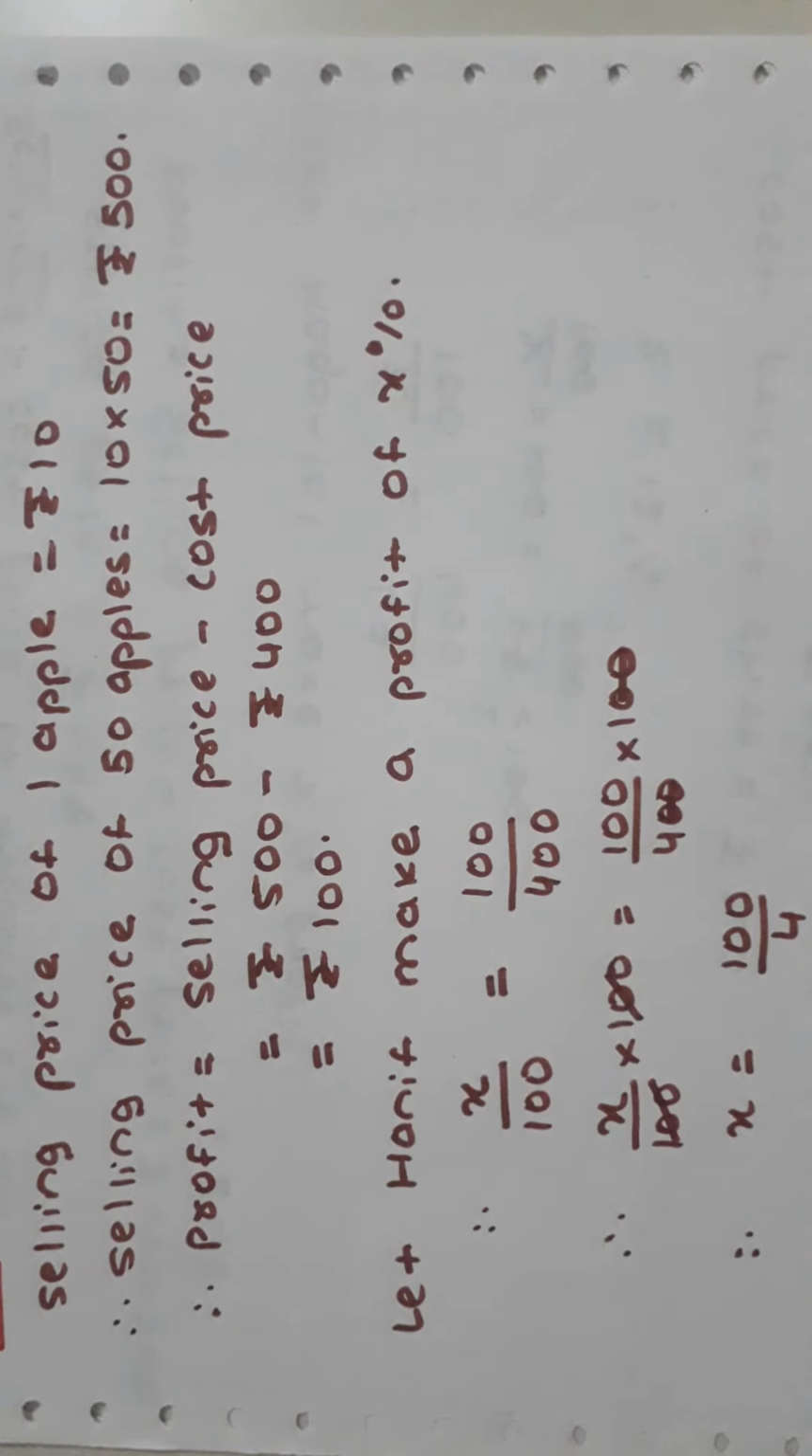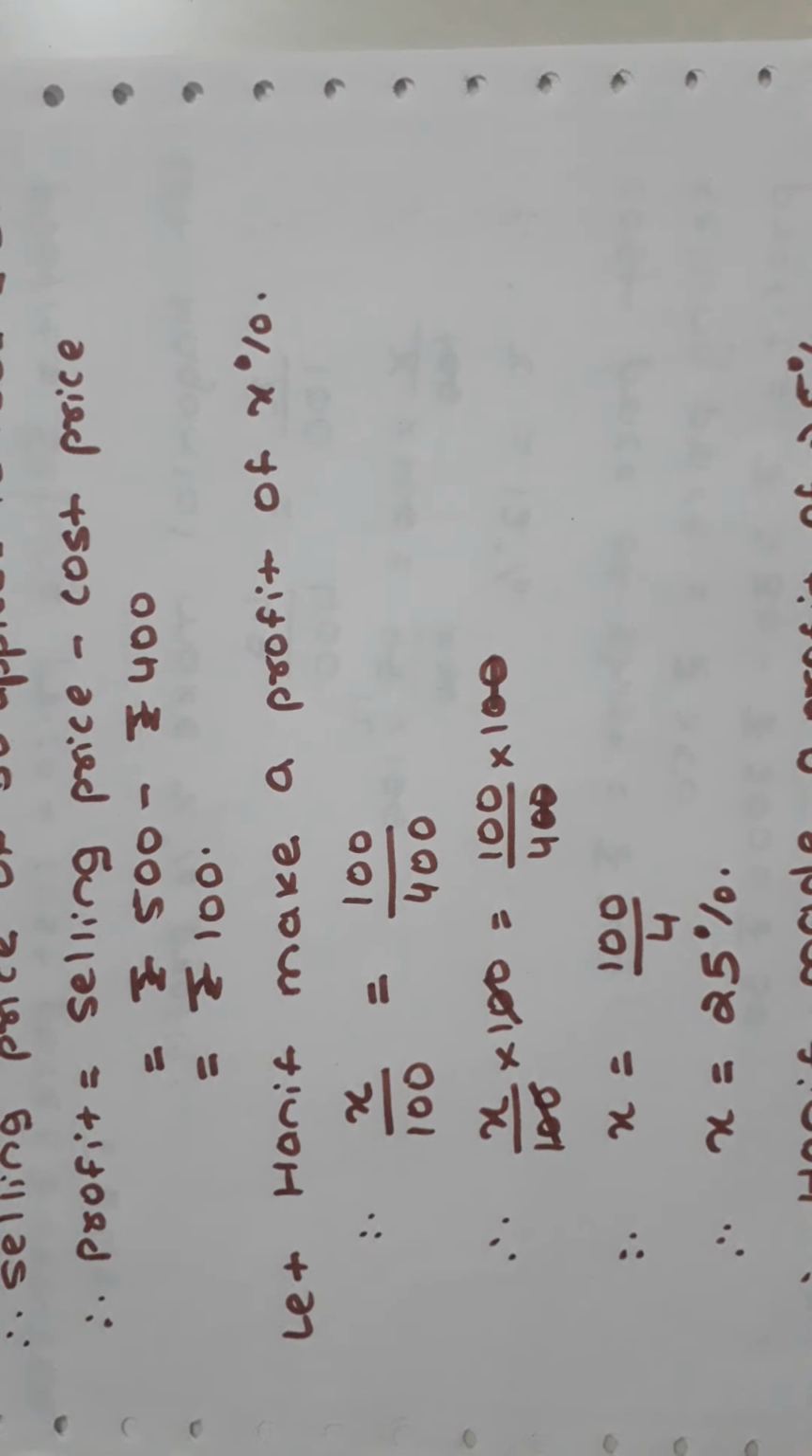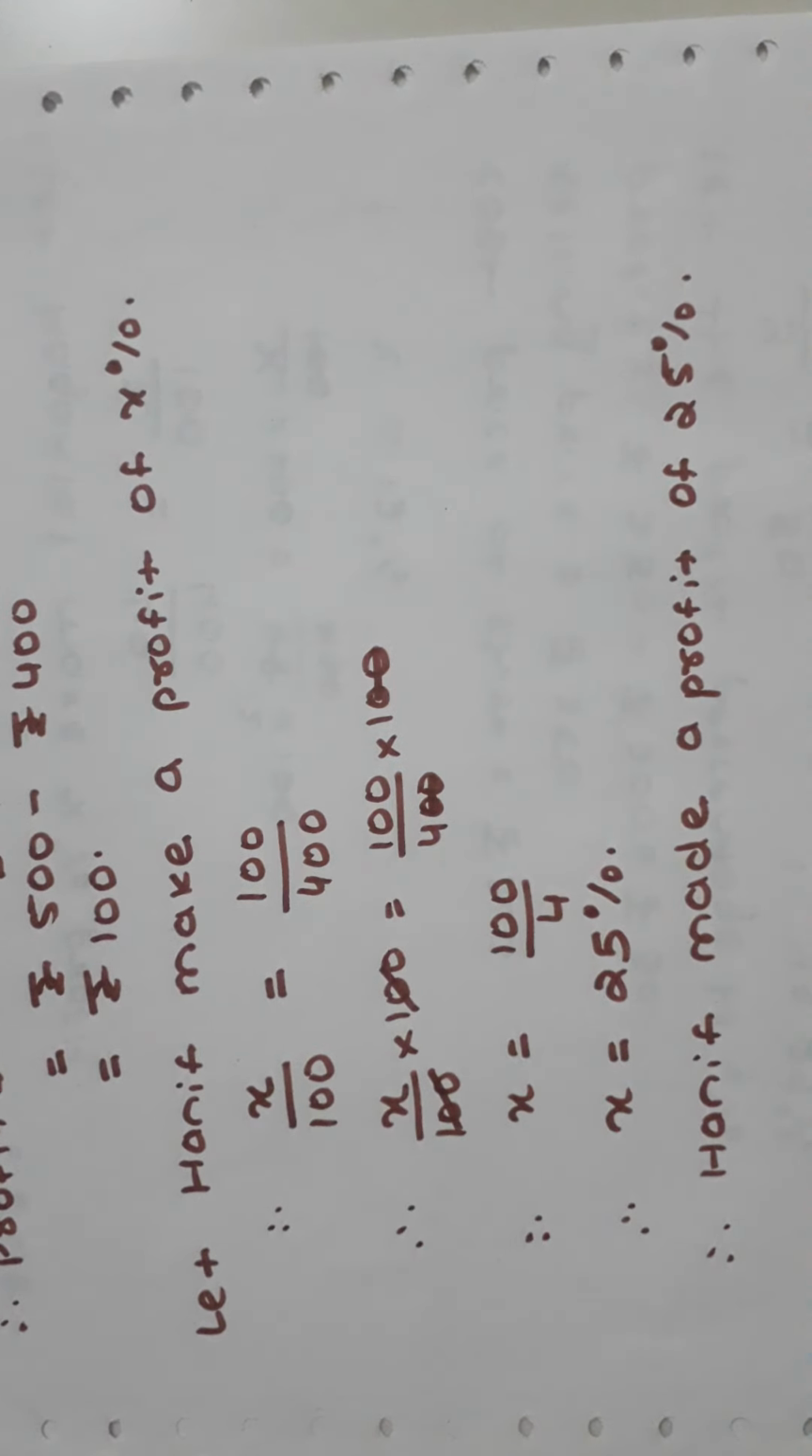So we compare both the ratio, that is X upon 100 is equal to 100 upon 400, and then we multiply both sides by 100, and this is done to find the value of X. So we need to eliminate 100 on the left hand side. So we get X is equal to 25%. So that means he made a profit of 25%.